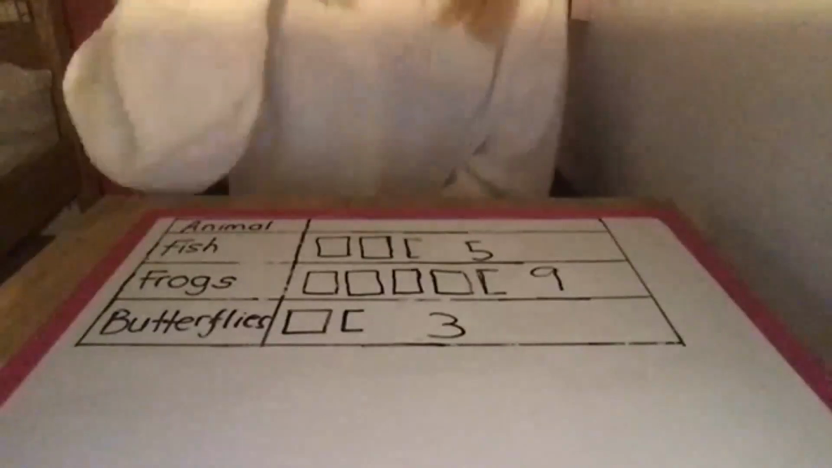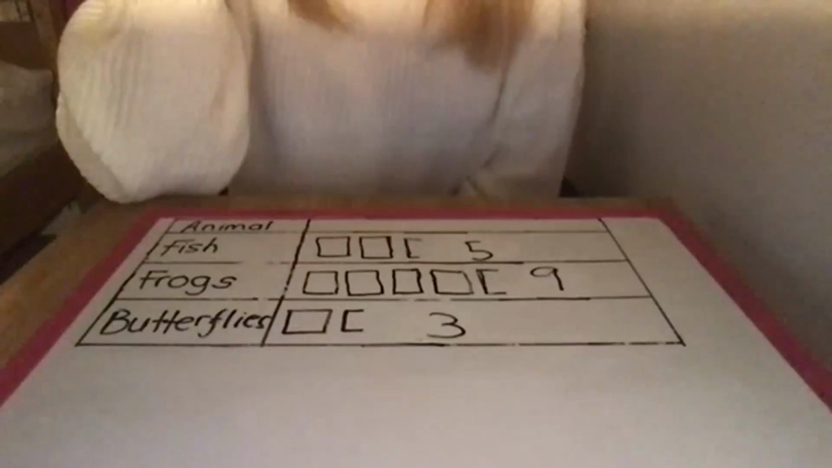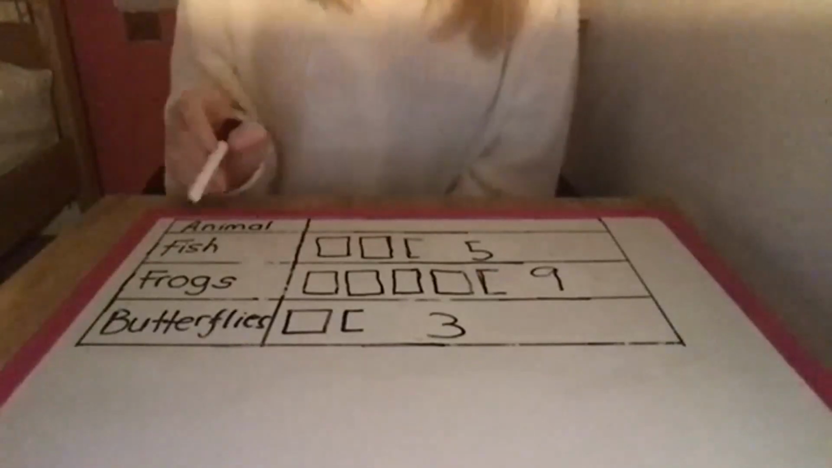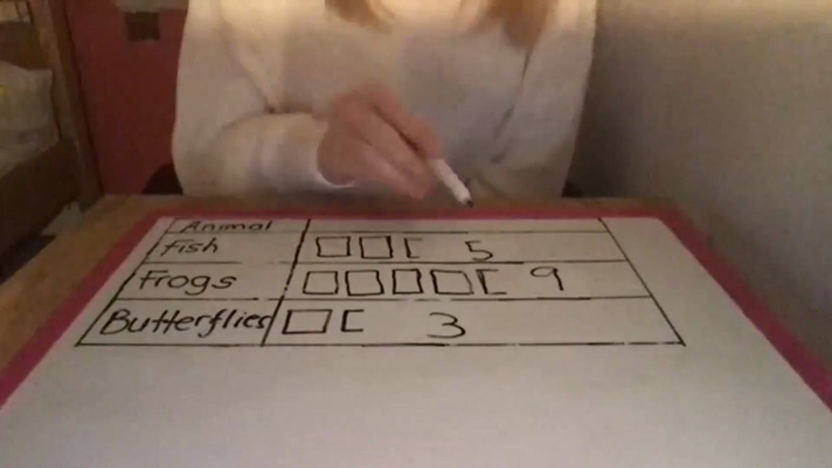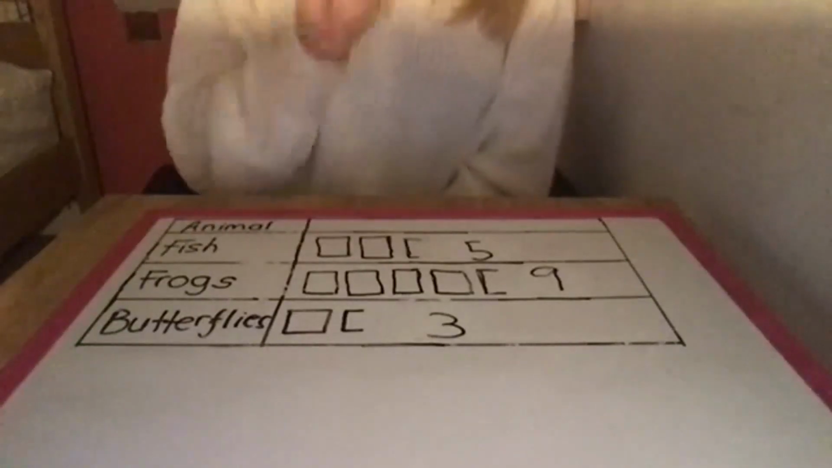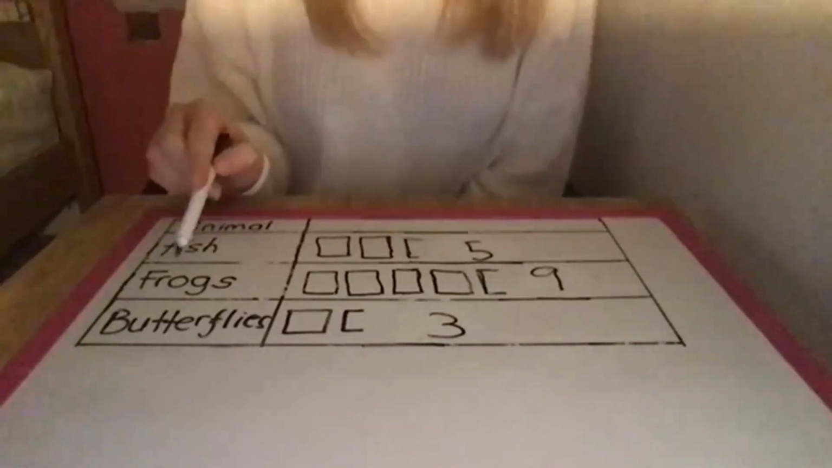Okay, so my first question is, which animal did he see the most of? Now, when we look for the most, we look for the largest number. So we've got 5 fish, 9 frogs, and 3 butterflies. Which number is the largest there? Well, yes, it's 9, isn't it? So he saw the most number of frogs.